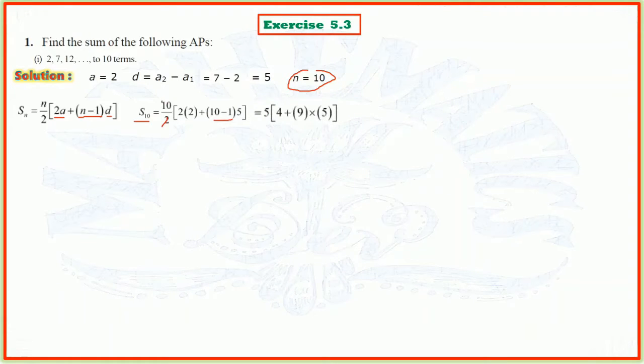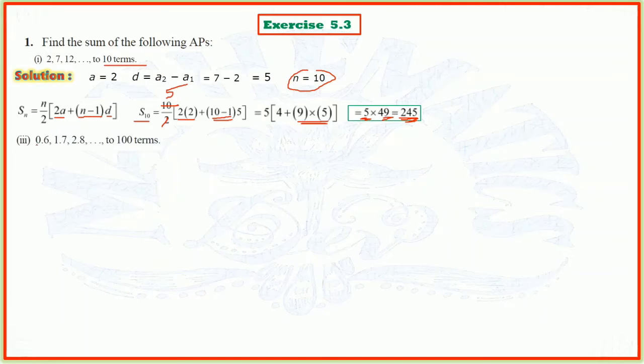So that is 5 into 4 plus 9 into 5, which is equal to 5 into 4 plus 45. 45 plus 4 is 49, and 49 into 5 is equal to 245. That is the sum of 10 terms. So that's all for part number 1.